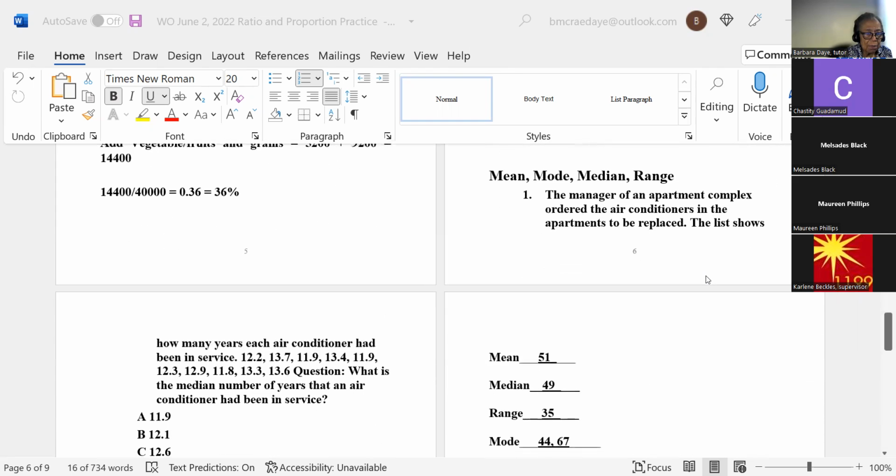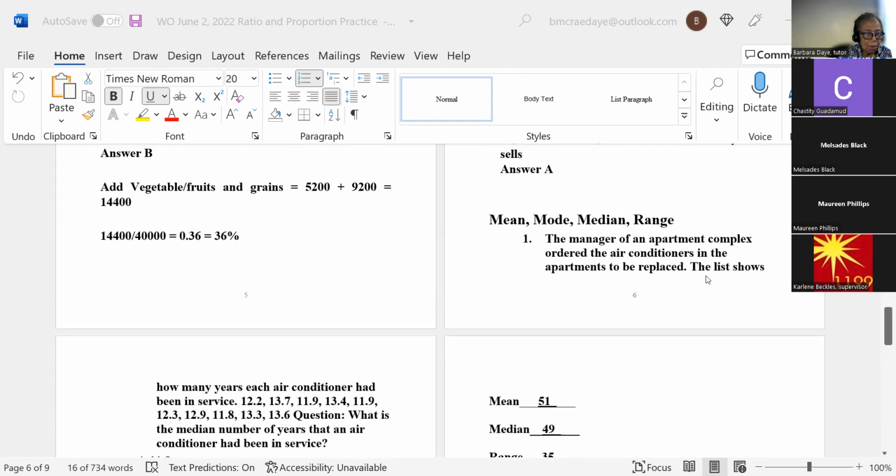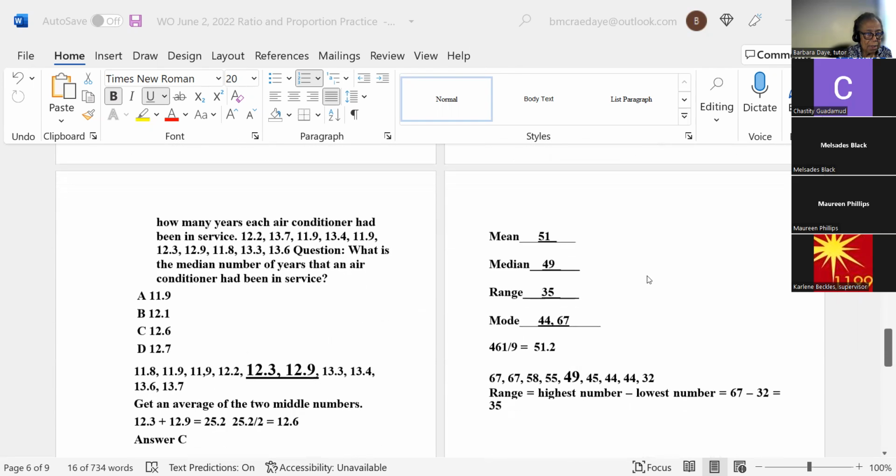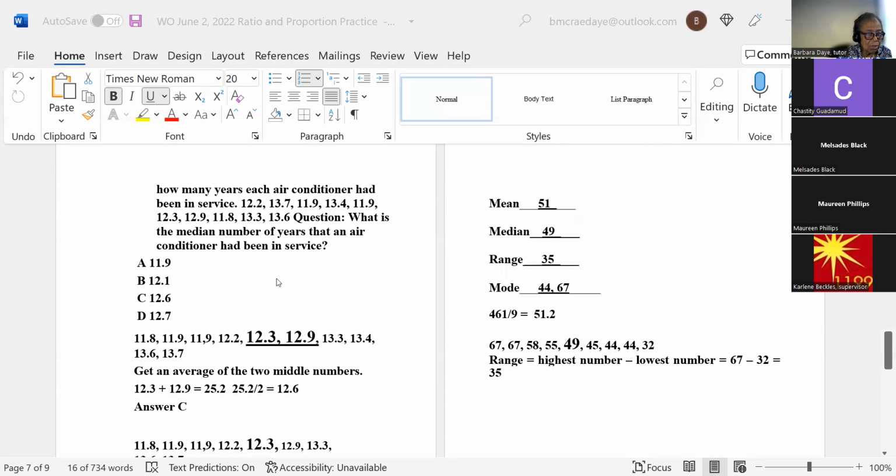Oh yeah, we did that one. We added... yeah, right. Okay, this one was looking for median years, right? So we put them in order and got the two numbers in the middle, added them up and got an average, and the answer.